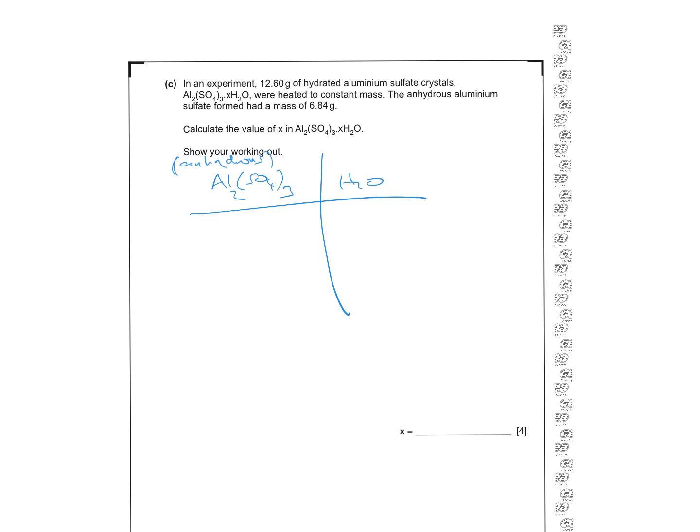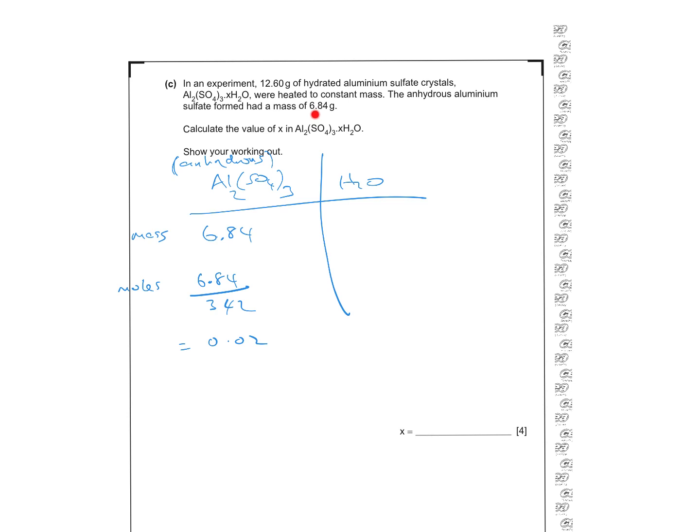And to work that out, we use the values that we've got. We've got 12.60 grams of the hydrated sulfate, so that contains water of crystallization, and then after it's heated, the anhydrous is 6.84. So we can get the anhydrous mass. That's straightforward enough. That's 6.84. And then to work out the moles, just simply divide the 6.84 by the RFM of aluminium sulfate. And that's 342, which is 0.02.